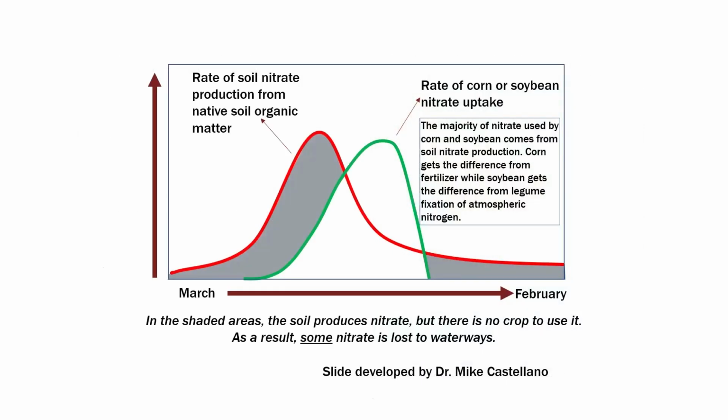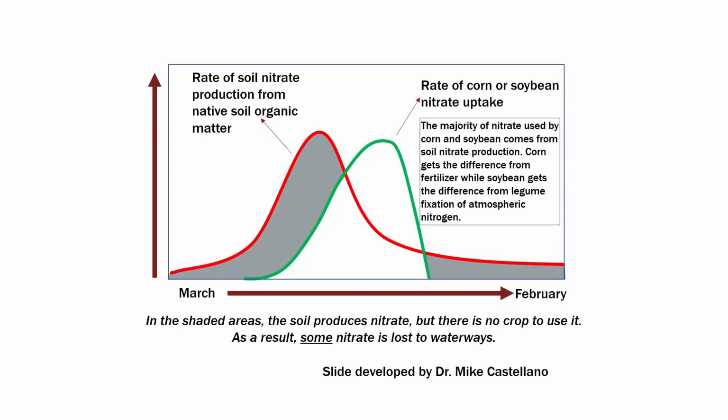If you've seen some of my other webinars, you'll see I always present this slide, just in case anybody missed the previous one. But this is a slide developed by Dr. Mike Castellano. That red line represents the soil nitrate production from that organic material in our soils. And the green line represents when our crop systems utilize nitrogen or nitrate in their growing cycles. So you can see those two peaks don't line up. If those two peaks did line up perfectly, we wouldn't be seeing the nitrogen problems that we're seeing today.